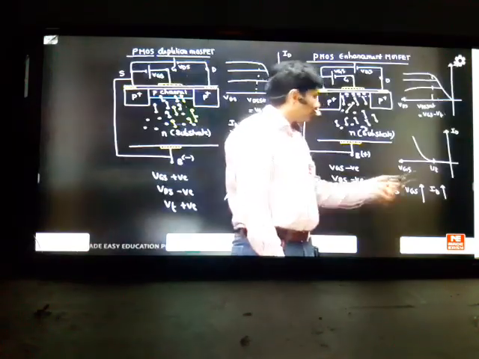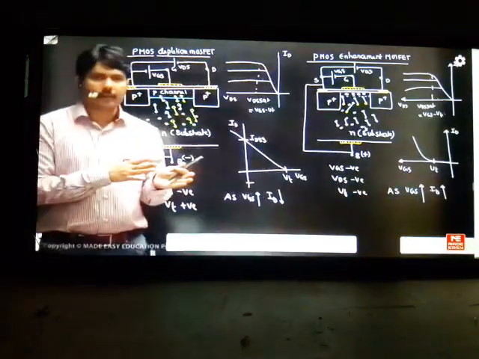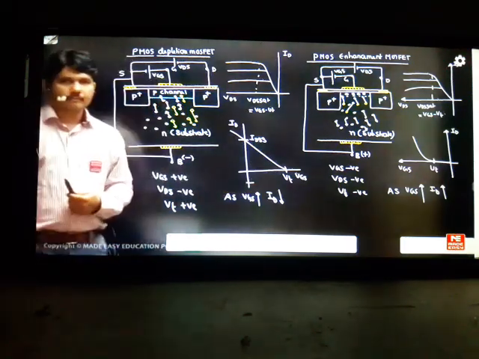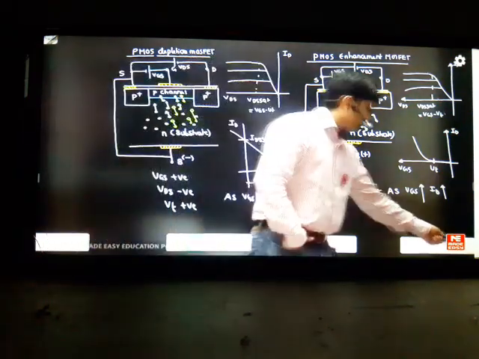What is the meaning of less than or equal to? You can see the graph. If you are less than VT, you are on. If you are greater than, you are off. It should be less than, you are on. Greater than, you are off, from the graph. Here also you can see: less than, you are on. Greater than, you are off. That's why I have written on the board clearly. So that's why it must always be less than. This point is very important.